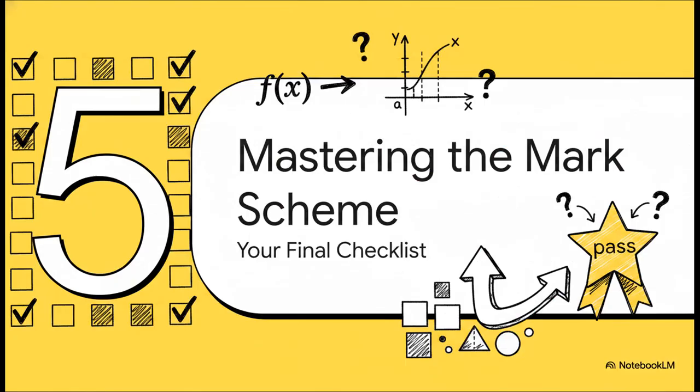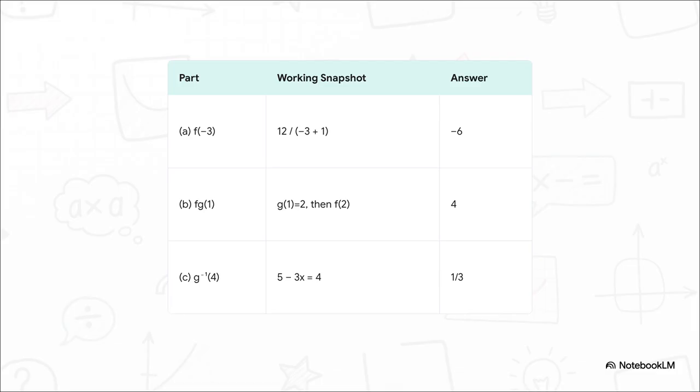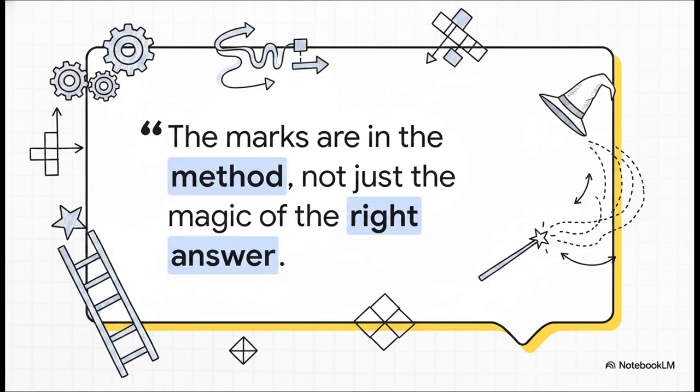And that's it. We've cracked every part of the question. So let's wrap this up with a final checklist. A quick summary of exactly what the examiner's looking for. This table really lays it all out, doesn't it? For part A, it was just about getting that answer, -6. For part B, the crucial step was showing you worked out g of 1 first. And for part C, that key bit of working was setting the function equal to 4. This is a brilliant little revision tool because it shows you the bare minimum you need to write down to guarantee those marks. Look, if there's one thing you remember from all this, let it be this.